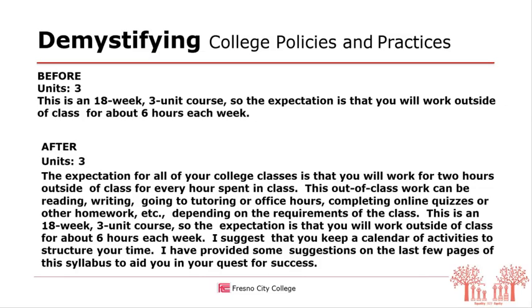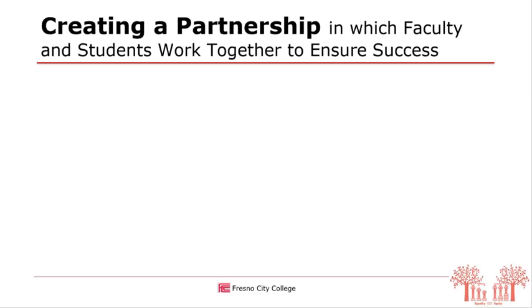This out-of-class work can be reading, writing, going to tutoring or office hours, completing online quizzes or other homework, etc., depending on the requirements of the class. This is an 18-week, 3-unit class, so the expectation is that you will work outside of class for about 6 hours each week. I suggest that you keep a calendar of activities to structure your time. I have provided some suggestions on the last few pages of the syllabus to aid you in your quest for success.